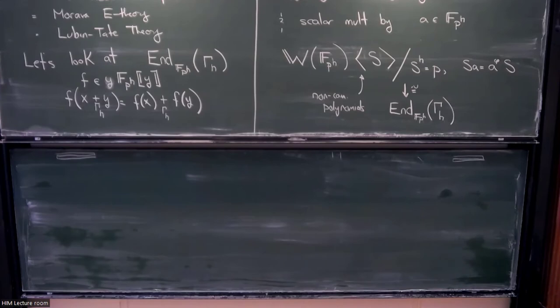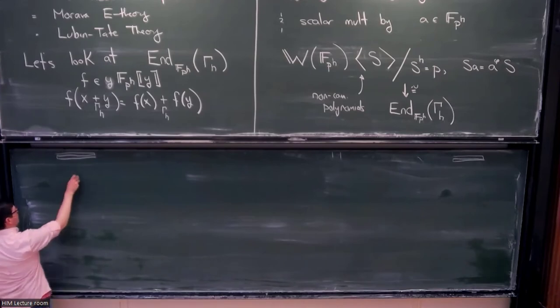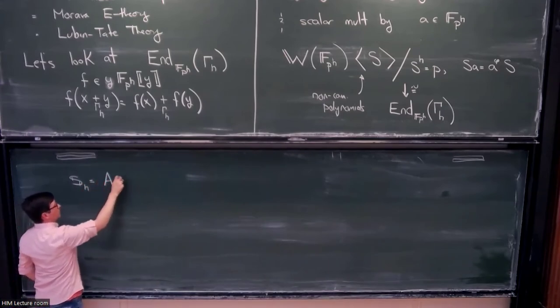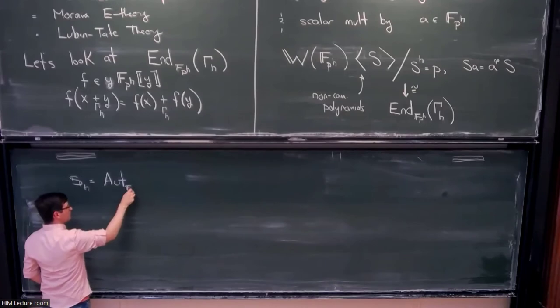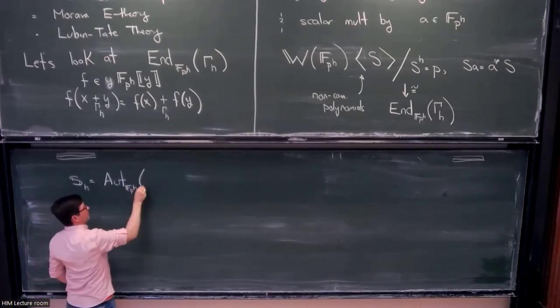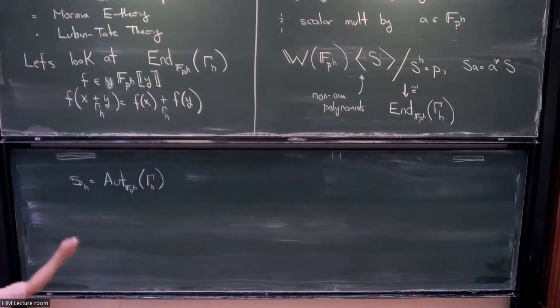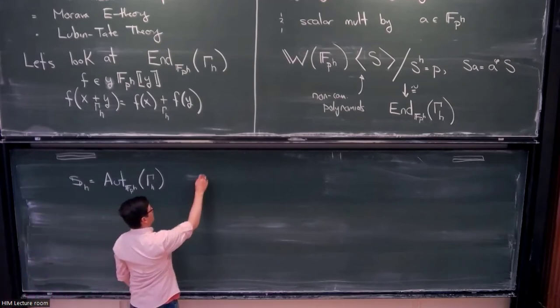Okay. So I'm going to let S_h be the automorphism group, which sits in here, and it's not hard to see what these look like. They basically are the things that when I reduce mod P, or really reduce mod S, I get an element of F_{p^h} cross. And then I get these. And so people sometimes call this the Morava stabilizer group.